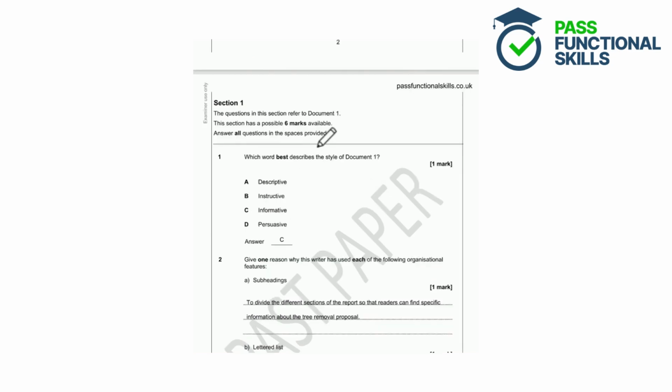Okay, so question 1 refers to document 1, so we need to focus on document 1 here. And it's asking us which word best describes the style of document 1. So style is basically the way in which something is written. So it's closely linked with tone, so sort of the overall feeling of the text and how it's written. So the options for this are A, descriptive, B, instructive, C, informative, or D, persuasive. So let's have a look at the options.